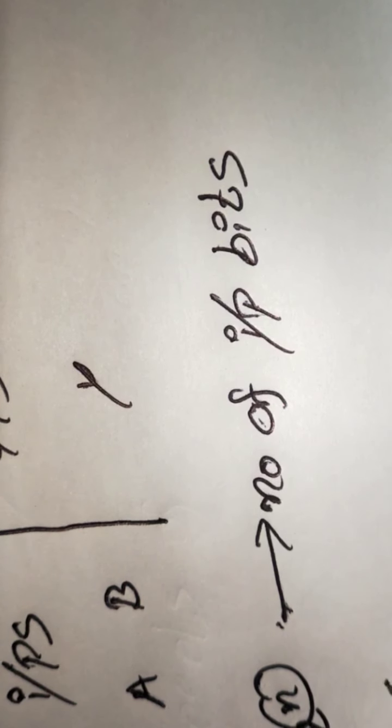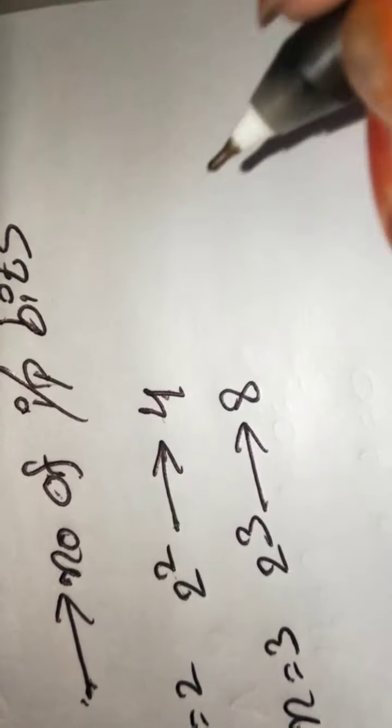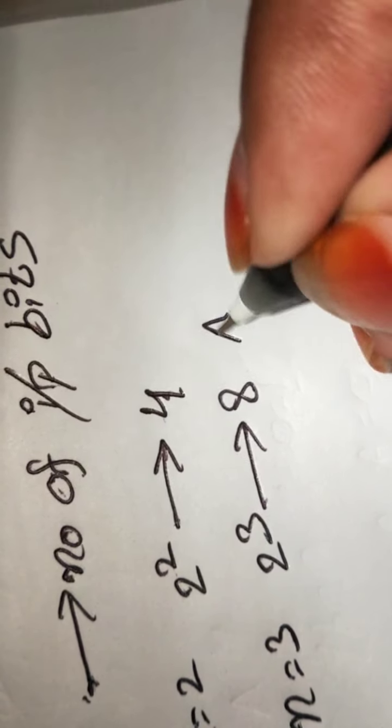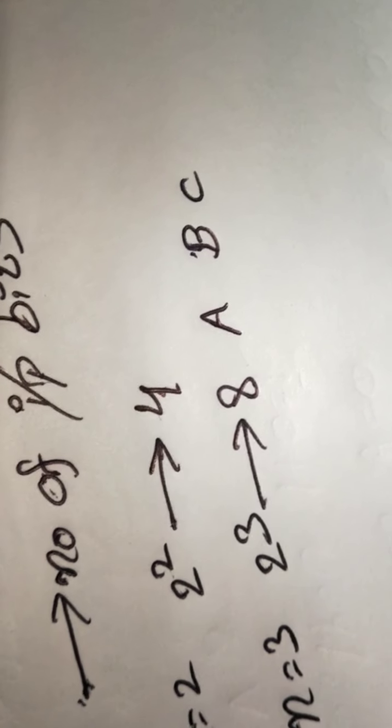If we take n equal to 2, then 2 square equals to 4. The combination is 4. And n equal to 3, 2 cube, that implies 8. Combination 8. A, B, C are inputs.